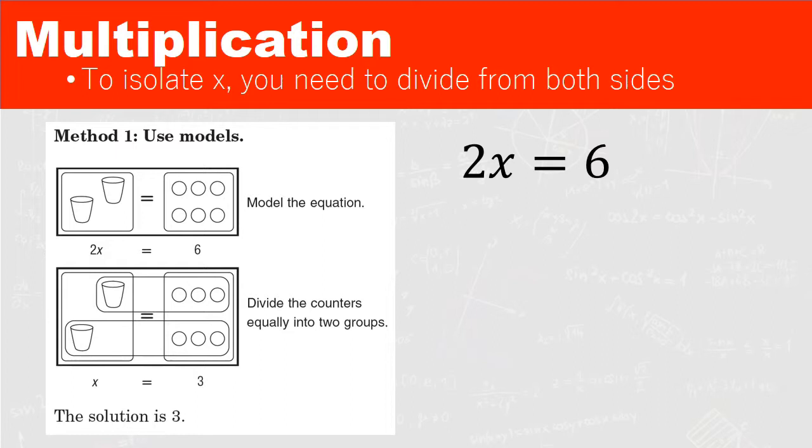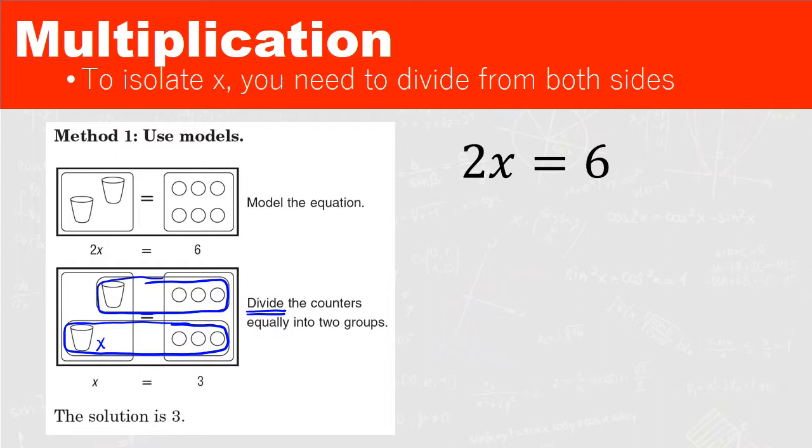And so here we have group number 1. So the 1 cup is equal to 3, and then our second cup is equal to 3. So we know that 1 cup, which is x, is equal to 3 counters. So all we did was division.